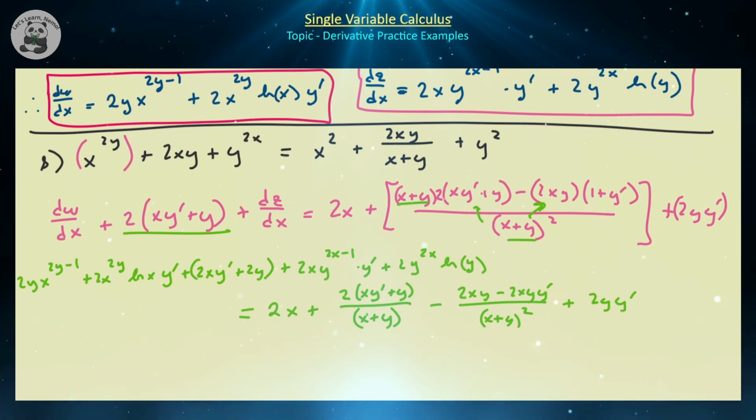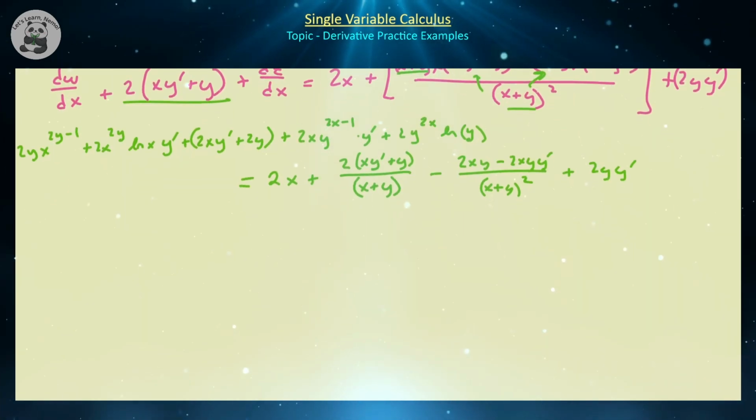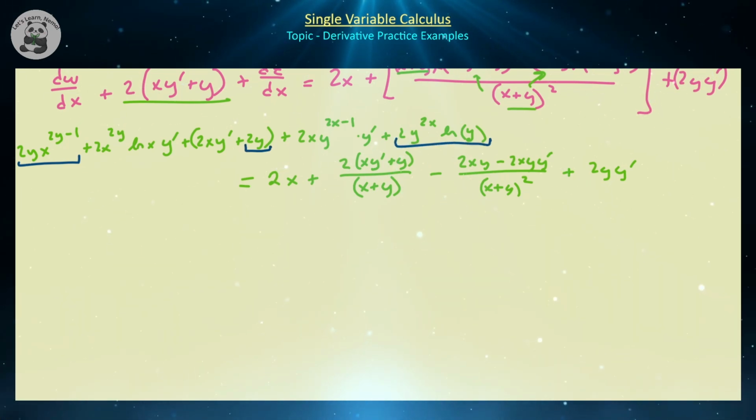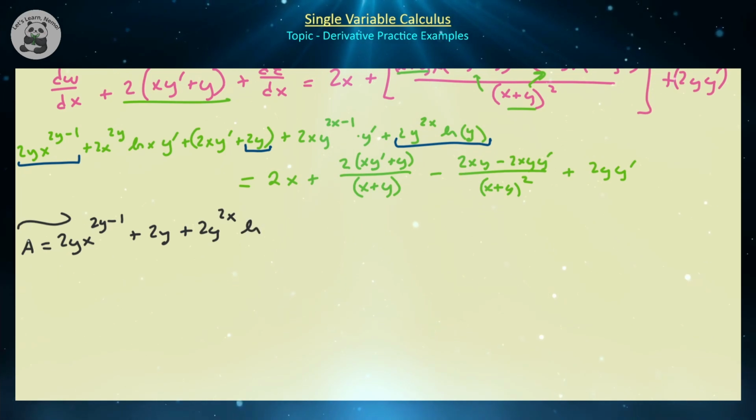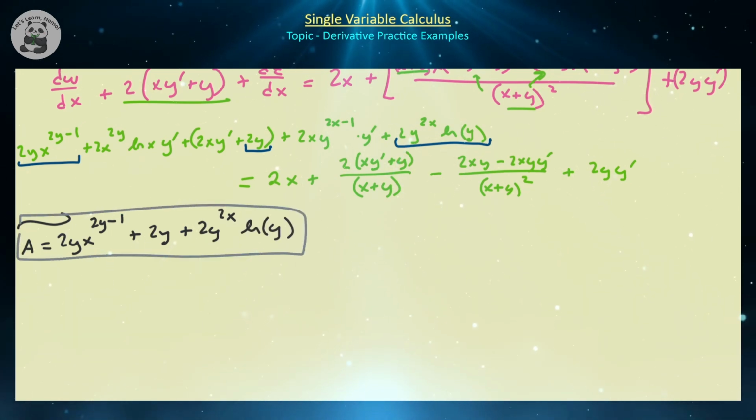All right, now we need to make sure we cluster things together as we need. So this does not have y prime in it. This does not have y prime in it. This does not have y prime in it. So let's give that a name. So a is going to be equal to 2y x to the 2y minus 1, plus 2y, plus 2y to the 2x natural log of y. So that is the first thing I don't want to deal with anymore.